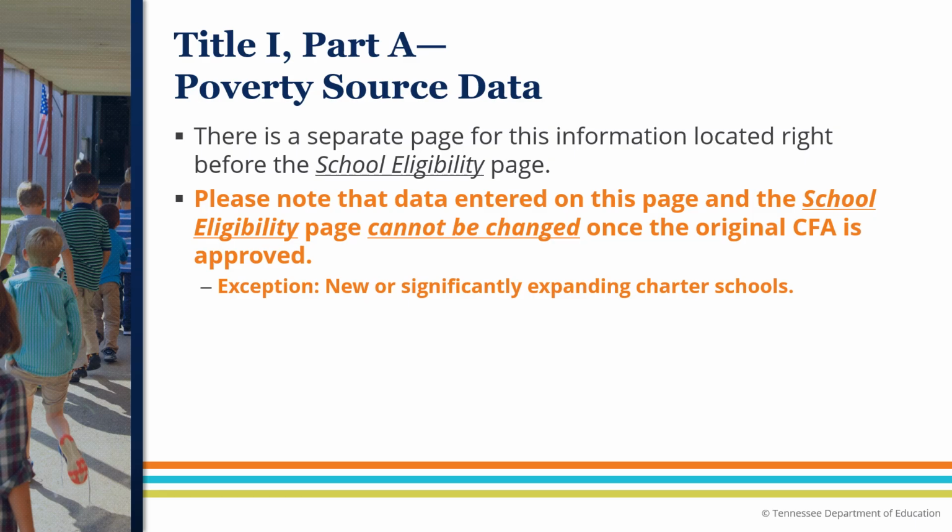And then with the within district allocation information on the school eligibility page, this is where you select your poverty source data for the year. Do note that data entered on this page and the school eligibility page with the poverty source data can't be changed once the original CFA is approved. There are exceptions in guidance for new and significantly expanding charter schools.